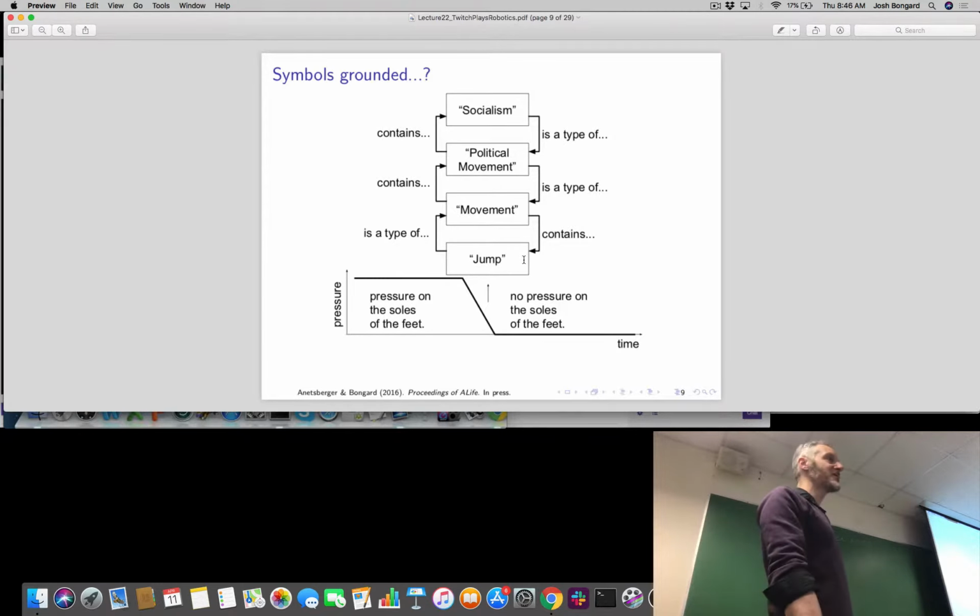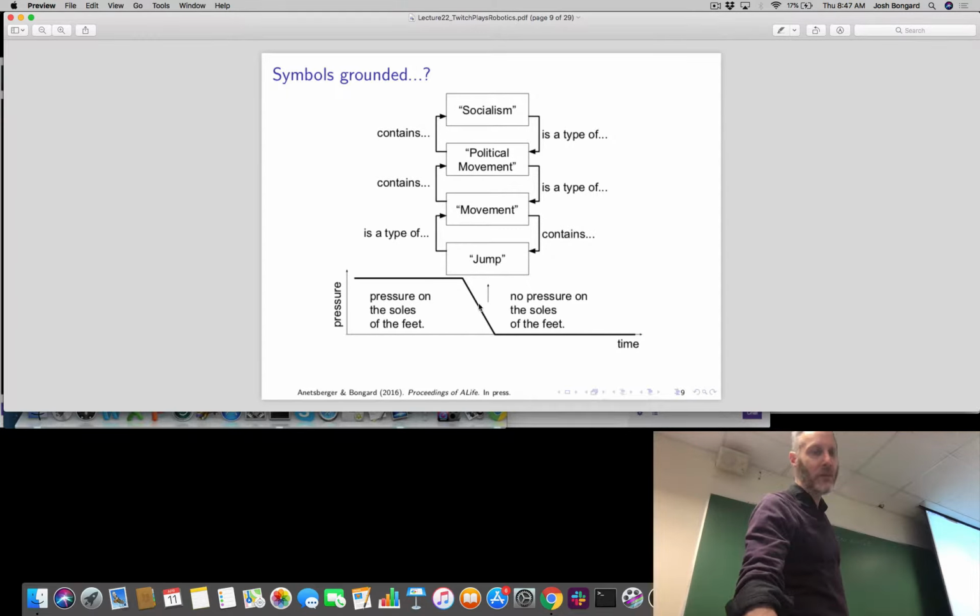Robots are equipped with sensors and motors. Imagine the robot has pressure sensors in the soles of its feet, and it's moving while periodically it hears different human words, like JUMP. And the robot senses a correlation between the symbol JUMP, or the symbols JUMP, and a particular sensory signature.